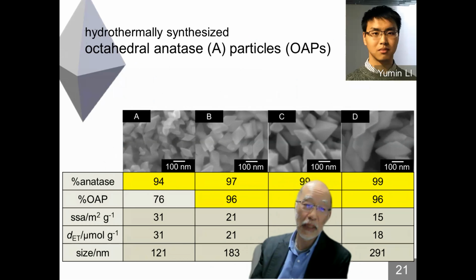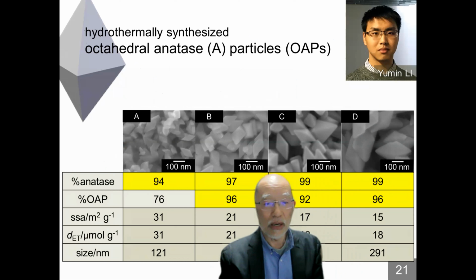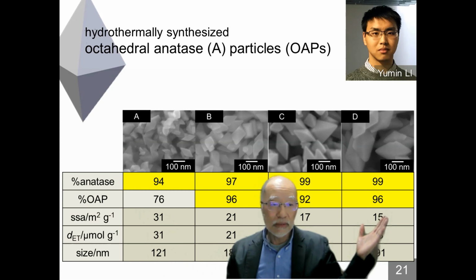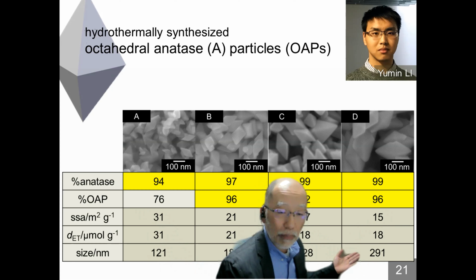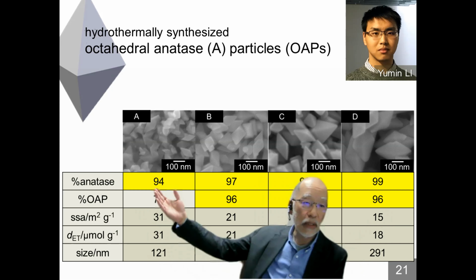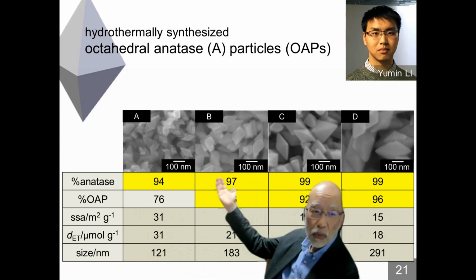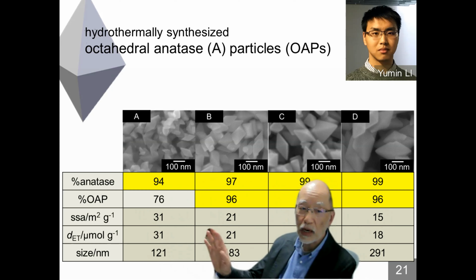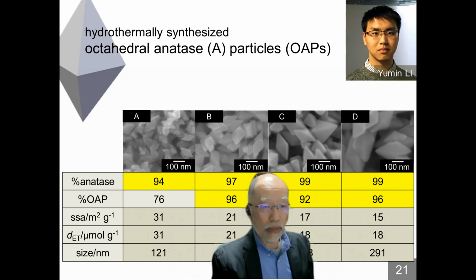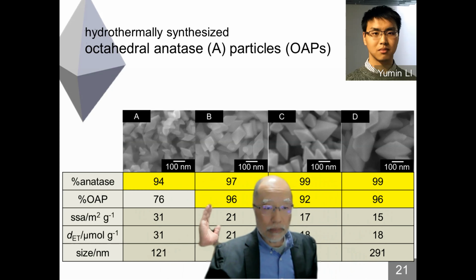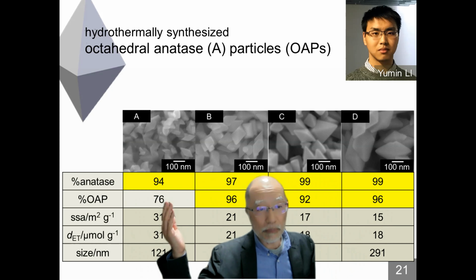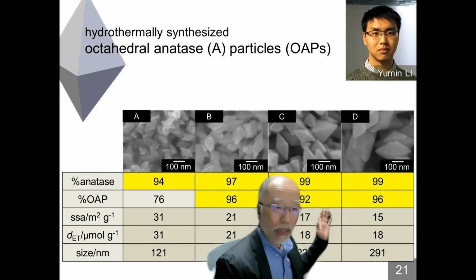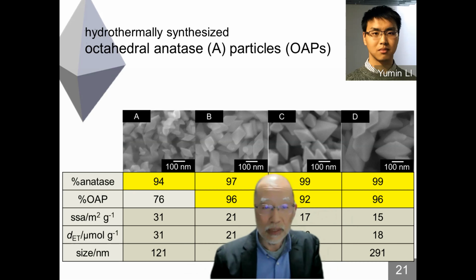performed many hydrothermal reactions, and at last he got very good octahedral particles like here, starting from a size of about 121 to 300 nanometers. All of these are almost 100% Anatase in XRD, with no amorphous phase there. The OAP content for the smallest particle is not so high, but still almost 80%, and the others have very high OAP content. That means the surface structure is all 101.